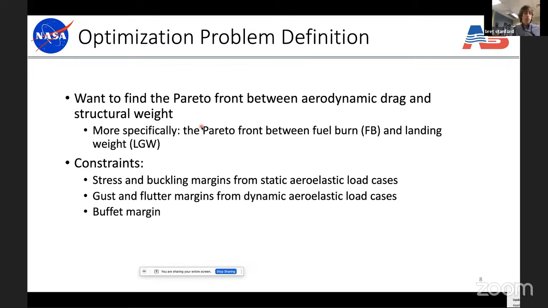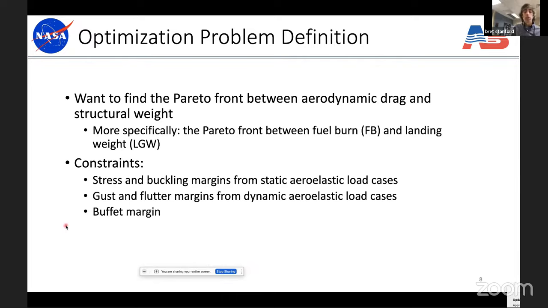In our work, we don't quite look at drag versus weight. We more specifically look at metrics that are of greater interest to the aircraft industry. We look at a Pareto front between fuel burn and landing weight. So how much fuel is required to get me from point A to point B? And then once I'm at point B, how much does everything weigh, landing weight? The trade-off between fuel burn and landing weight is not exactly the same as the trade-off between aerodynamic drag and structural weight, but they're in the same ballpark. So low fuel burn designs tend to be aerodynamically optimal, and low landing weight designs tend to be more structurally optimal. So this is the compromise that we're after.